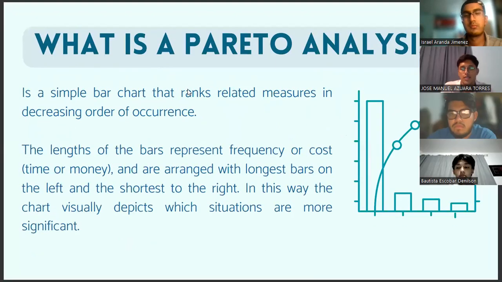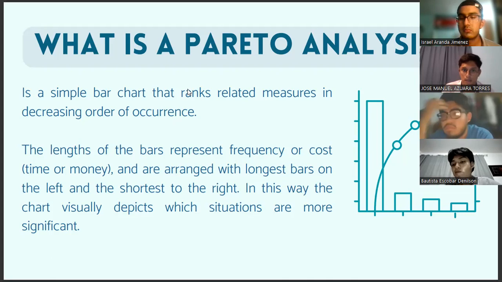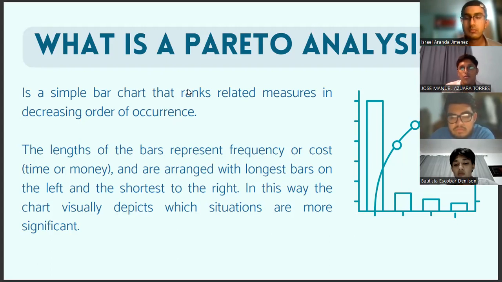Okay, first of all, what is it? A Pareto diagram is a simple chart that measures the order of occurrence. It was created by Vilfredo Pareto, an Italian economist and sociologist. And well, the principal rule is based on the unequal distribution of the things that you want to order in the chart.